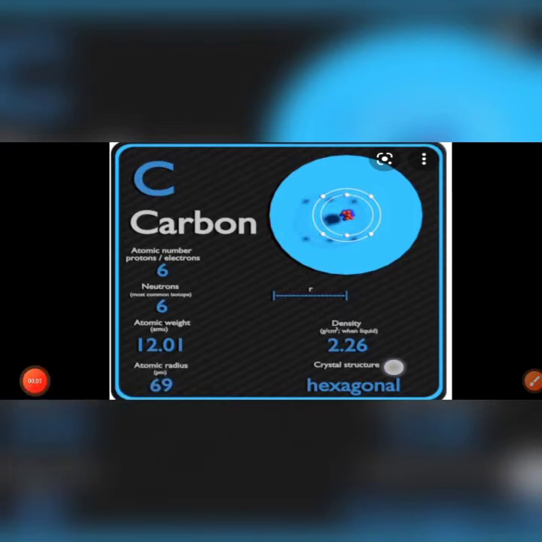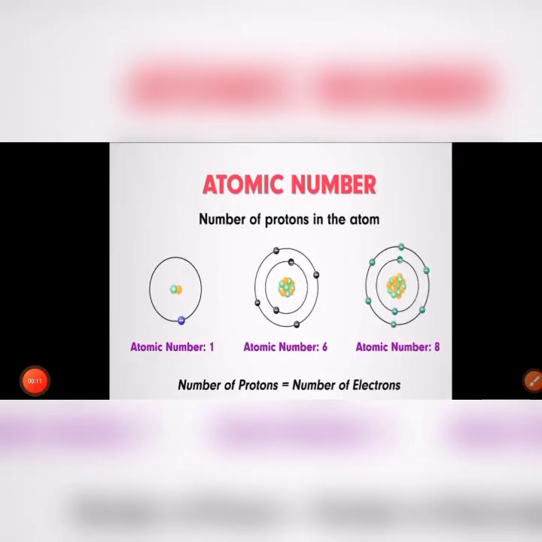So when we say that carbon has atomic number 6, what do we mean by this atomic number? Let's discuss this. Basically, the atomic number is the number of protons in the atom. So we can say that the atomic number is equal to the number of protons present in the nucleus. If carbon has atomic number 6, that means 6 protons are present inside the nucleus of carbon. Similarly, if we have hydrogen whose atomic number is 1, its nucleus consists of how many protons? Only 1 proton, because its atomic number is 1.